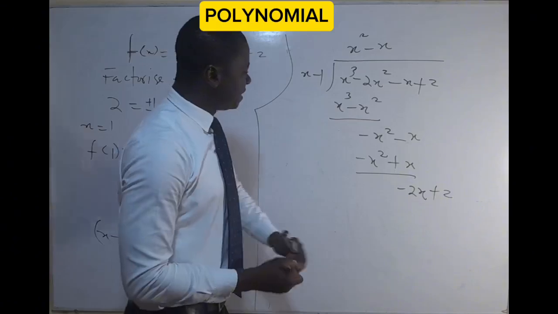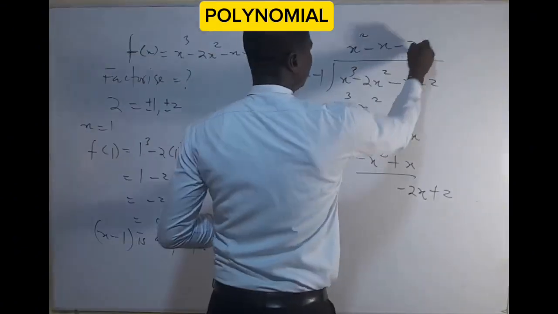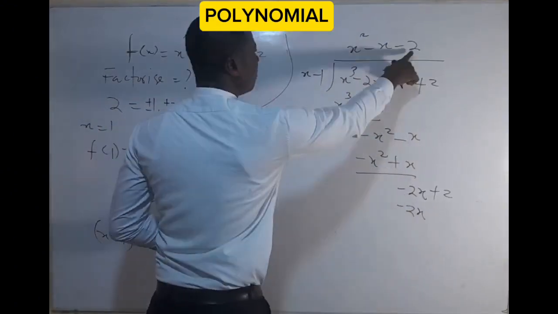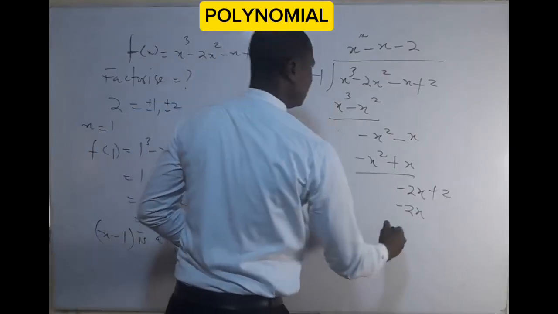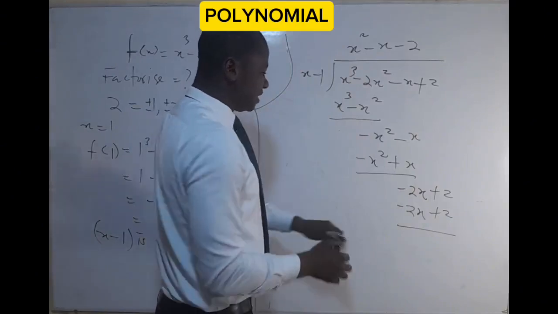Then we divide minus 2x by x, and that will give us minus 2. Then we multiply minus 2 by x, and that will give us minus 2x. Minus 2 times minus 1 will give us plus 2. So we subtract this from this, and still the minus is here.